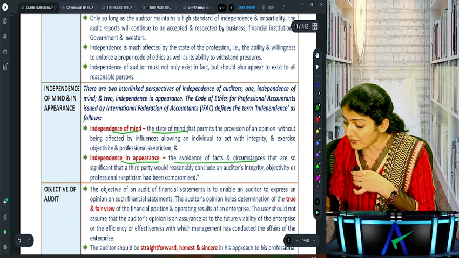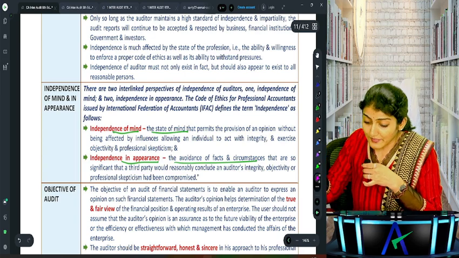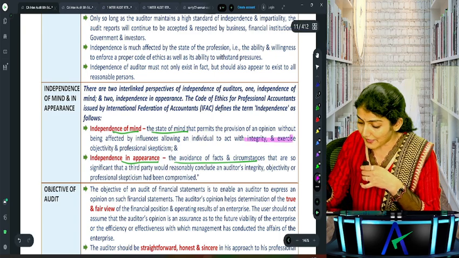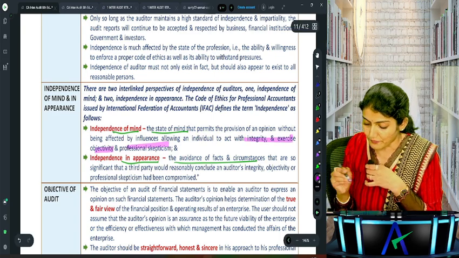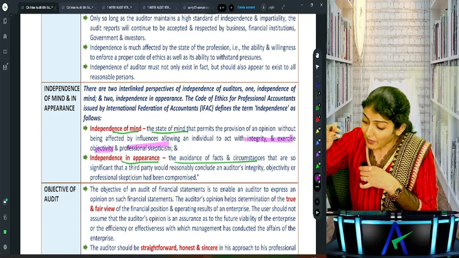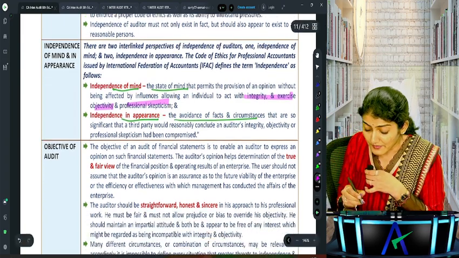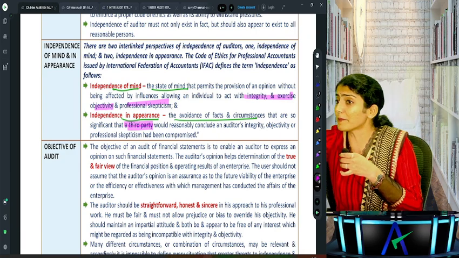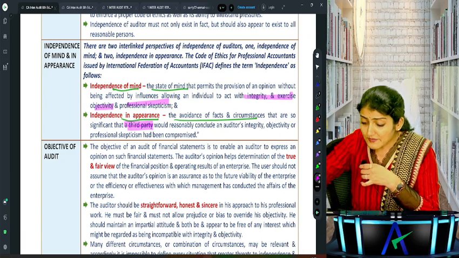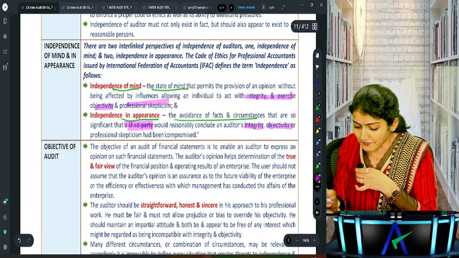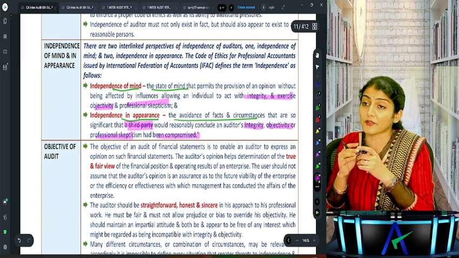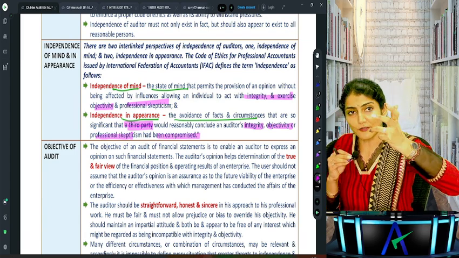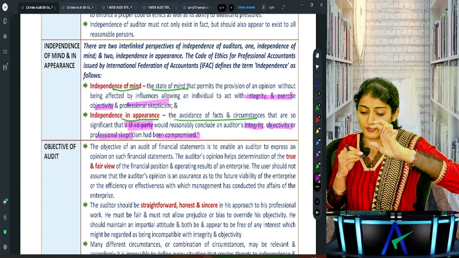The avoidance of facts and circumstances without being affected by the influences, allowing an individual to act with integrity, objectivity, and professional skepticism. Again, the avoidance of facts and circumstances that are so significant that a third party, other people, could reasonably conclude that the auditor's integrity, objectivity, and professional skepticism had been compromised. So, are you understanding independence of mind and independence in appearance?